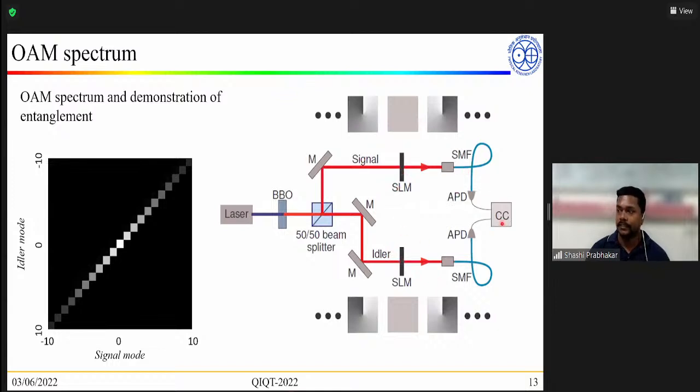Correspondingly we give different holograms to these two, and we detect and look at the coincidence, because as they are generated by down conversion, they will reach the detector at the same time.